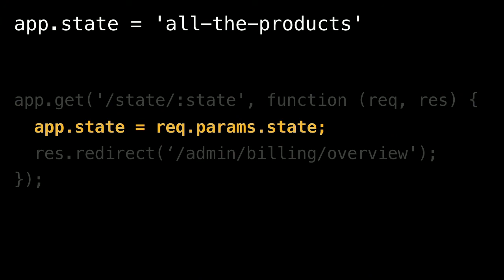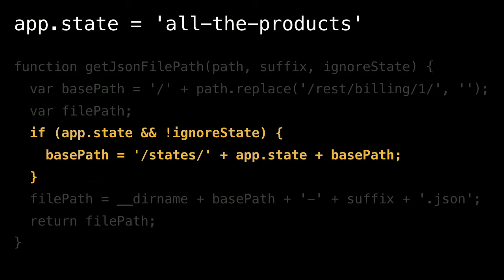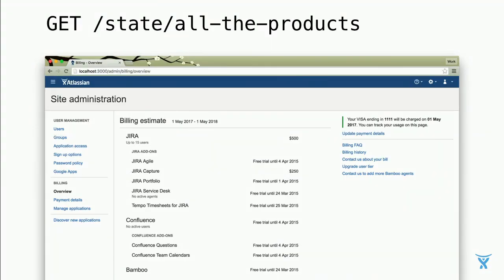And what happens, or the magic I should say, is when we get the JSON file path, it would check the app state, and if the app has a particular state, it would then look into that particular directory. So in this case, we set the state to all the products, so it looks into all the products directory. So no more copying and pasting, simply hitting a REST endpoint, we can actually change the state of our mock server and thus change the state of what we're developing against.